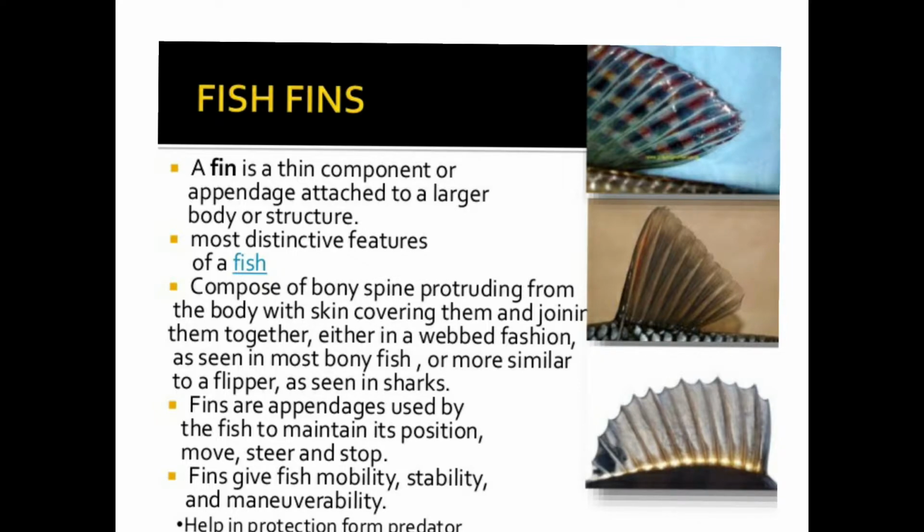There are two types of fishes, bony fishes and cartilaginous fishes. In cartilaginous fishes and in bony fishes, various types of fins are present, due to the shape or size of the fish fins. We differentiate cartilaginous fishes and bony fishes.